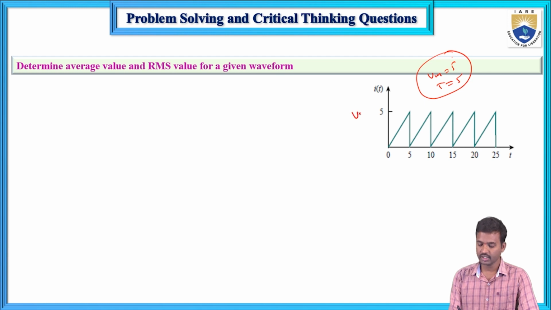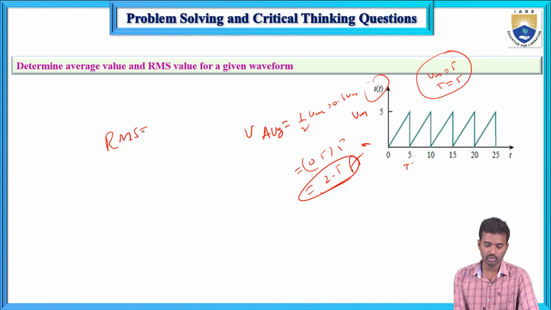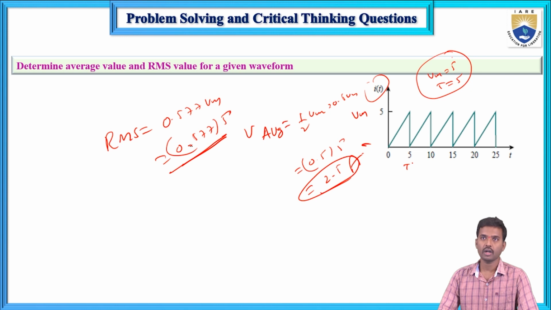Same problem, that is here Vm and this one is t, on the same time axis. The average value, in the previous problem, V average equals 1 by 2 Vm, that is 0.5 Vm. So that equals 0.5 into 5, which equals 2.5, the average value. But it is a current waveform, not a voltage waveform, so here you can take it as amperes. And the RMS value equals 0.577 Vm, that equals 0.577 into 5. So this one is your RMS value.